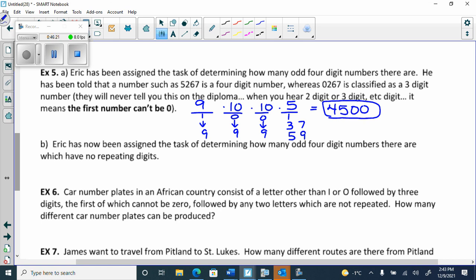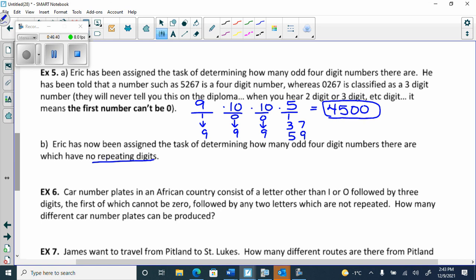Now there's this one. Eric has now been assigned the task of determining how many odd 4-digit numbers there are, but the catch here is no repeating digits. When I used to teach this, it used to be really awful because I didn't come up with the method that I have now, which is not nearly as awful. If you follow this method, it's really easy to do these questions.